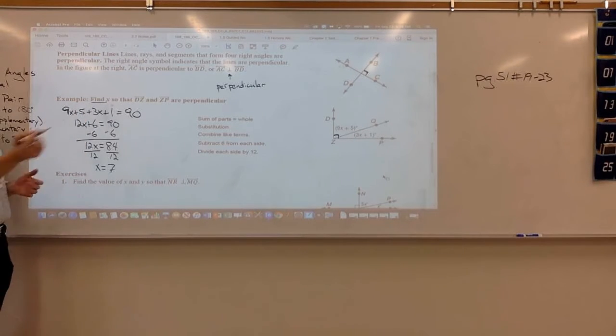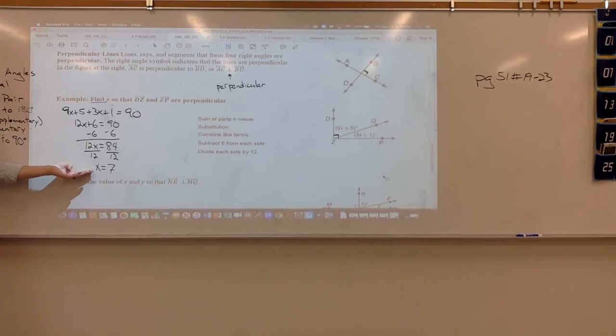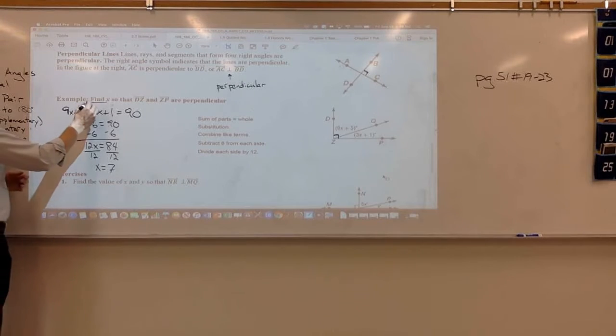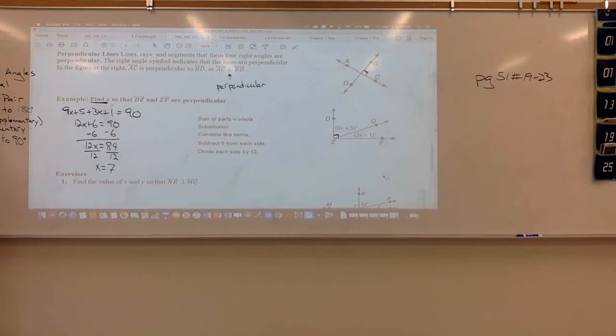It's just find x, right? That's what it's asking. Yeah, so 7 is the final answer here. There's nothing else I have to do for this one, right? So we just need to make sure we're reading the problem and answering what it's asking us to do. So 7 is the answer.